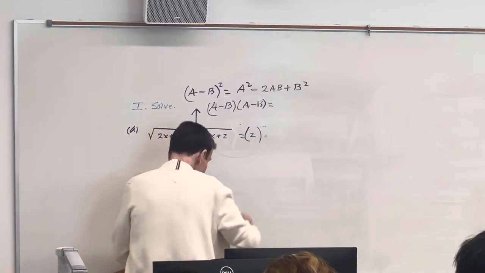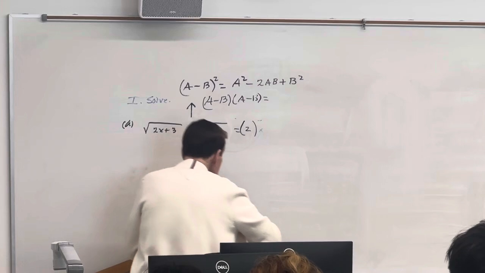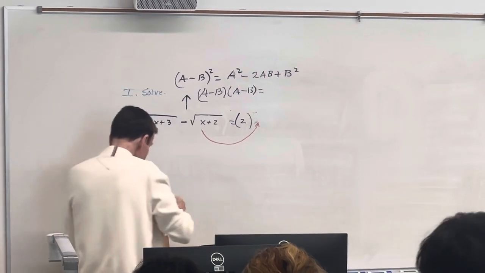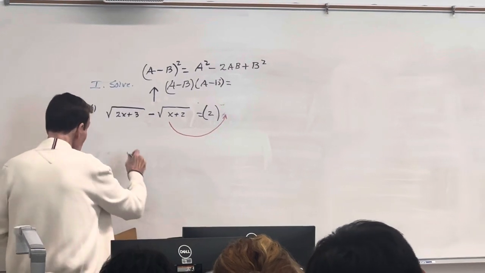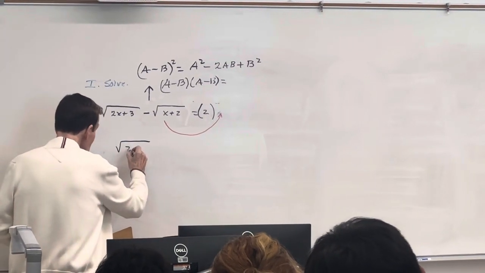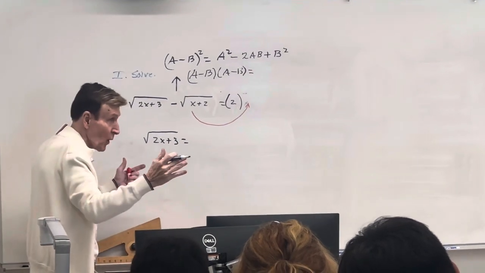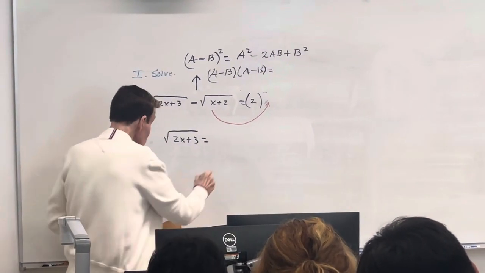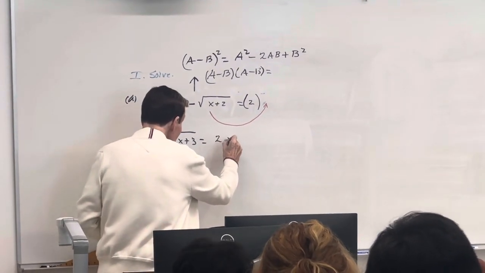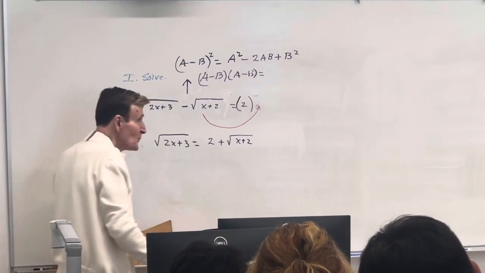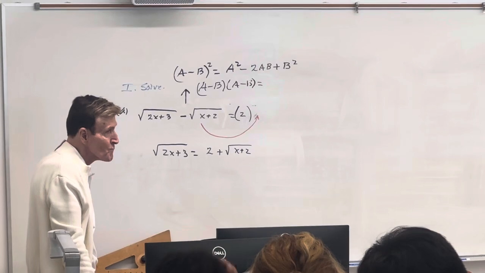Get it out of the way. Take this over. And he says, leave the square root of 2x plus 3 all by itself. Now it needs to have just one term all by itself. Move the other one over. It looks a little strange though. It's going to look like this. We're going to move it over. Now watch carefully.